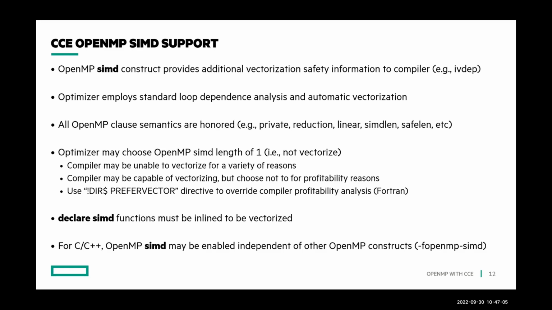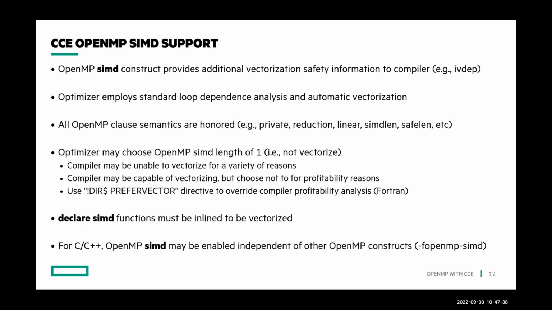There is a directive that we make available for our Fortran compiler, prefer vector. So if you do want to override that compiler profitability analysis, you can use that, and it's a more prescriptive knob to just do the vectorization. For declare SIMD functions, we support it, kind of. So if the function can be inlined, then we'll inline it, and then we'll do the vectorization just through our normal vectorization pass.